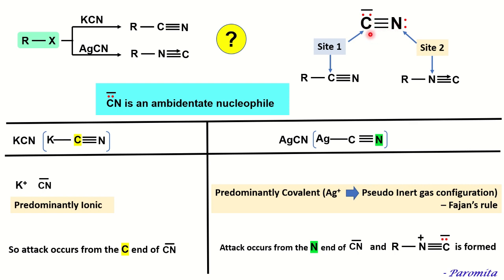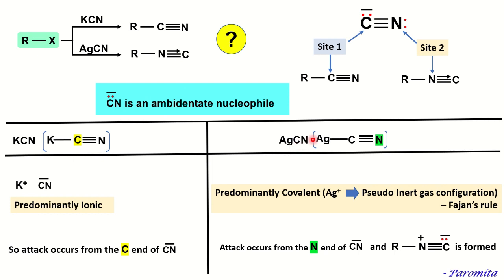If cyanide ion attacks the carbon atom of alkyl halide through carbon end, then RCN, or alkyl cyanide, will be formed. If it attacks the alkyl halide through nitrogen end, then alkyl isocyanide will be formed. Now KCN is predominantly ionic in nature, leading to K plus CN minus. So in this case, cyanide ion attacks the carbon atom of alkyl halide through carbon end, leading to the formation of RCN, that is alkyl cyanide.